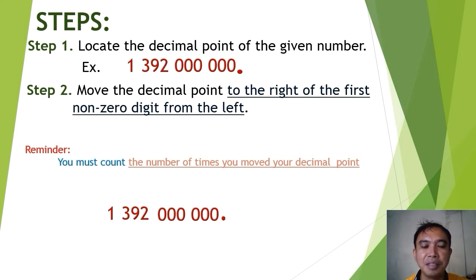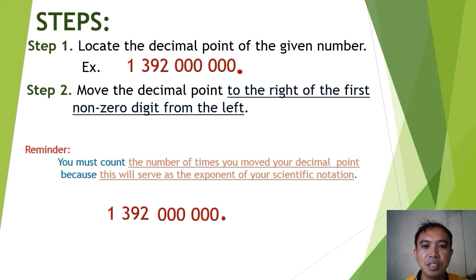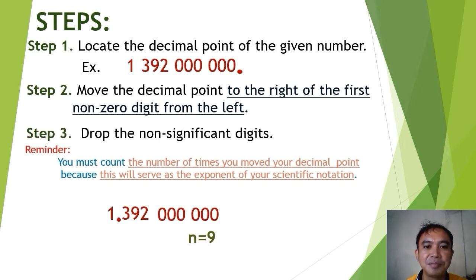Okay. Now, it is very important to be reminded that we must count the number of times we moved our decimal point. Why? Because this will serve as the exponent of our scientific notation. Shall we start moving now? Let's count. 1, 2, 3, 4, 5, 6, 7, 8, 9. So we moved our decimal point 9 times.